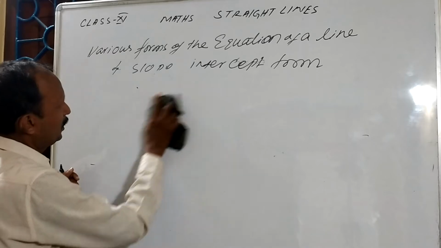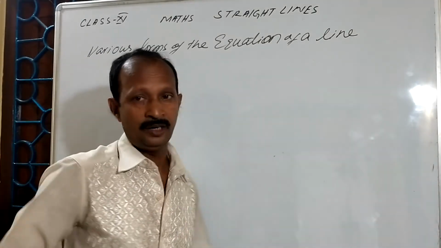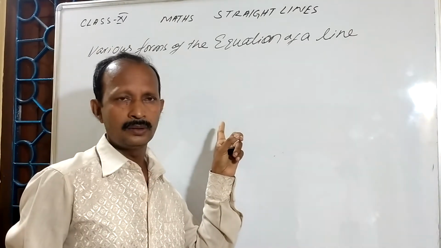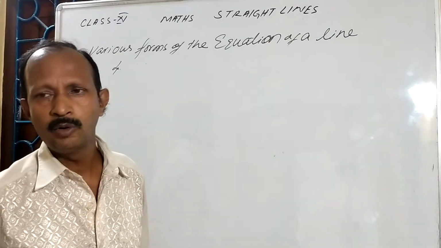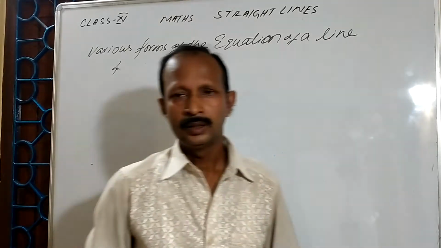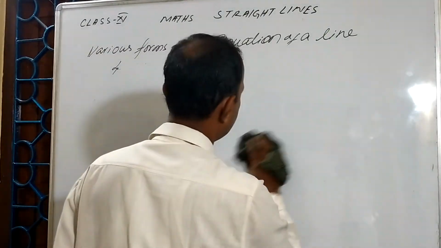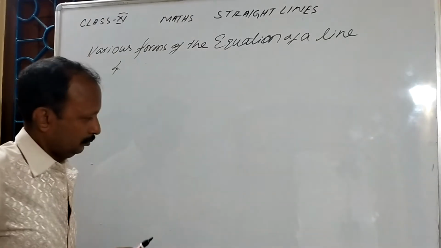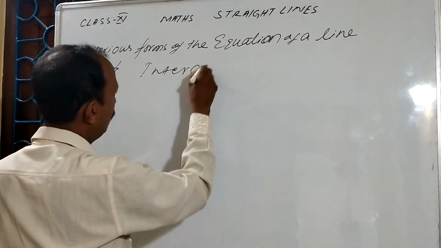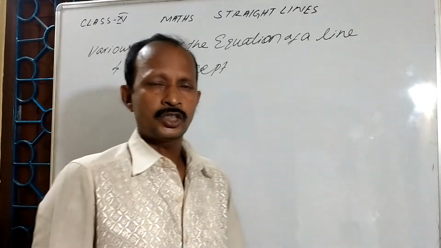So next one we'll see about the intercept form. This one was slope intercept. I am telling about the intercept. Okay. So in this case, intercept form of a line.